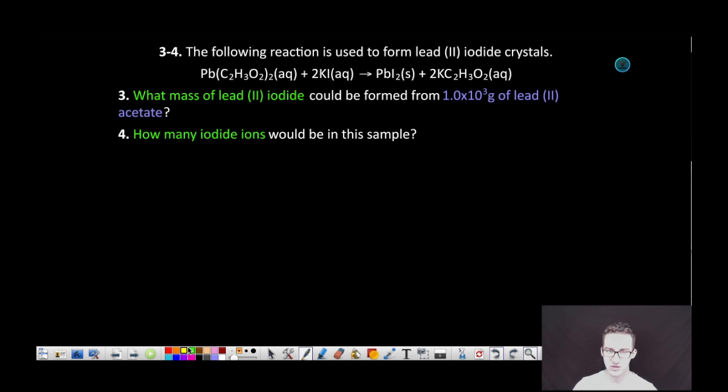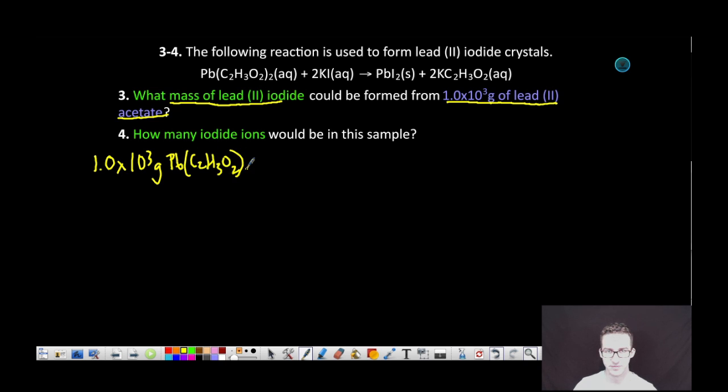All right, so let's tackle this one question at a time. We're looking for the mass of lead-2 iodide that could be formed from 1.0 times 10 to the 3 grams of lead-2 acetate. Again, you're always going to start with the amount that you're given in the problem. In this case, it's the 1.0 times 10 to the 3 grams of lead-2 acetate. From there, again, the very first thing we want to do, as has happened in the previous examples, is go to number of moles.